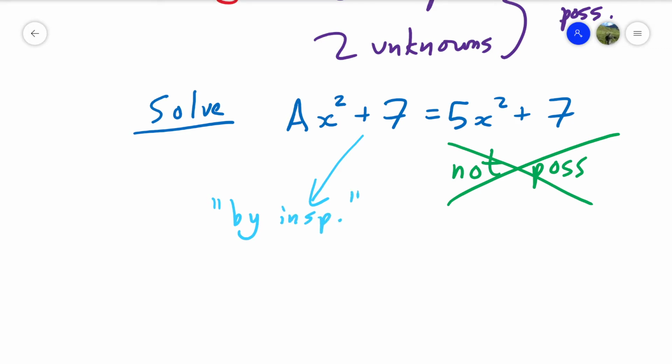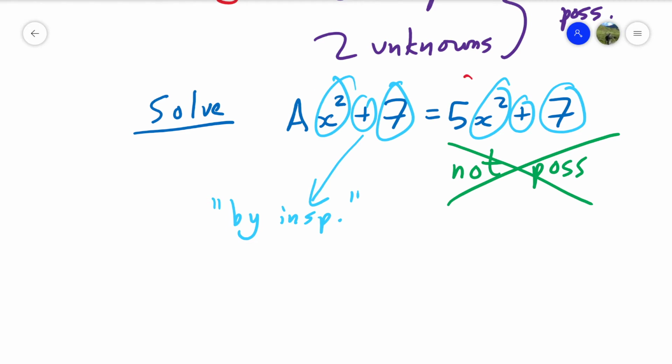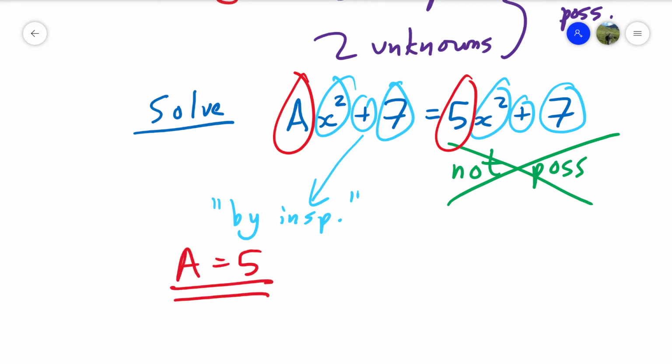Look at this. The 7s are on both sides. There's a plus on both sides. There's an x squared on both sides. And then there's this thing next to the x squared. So the thing in red has to be the same. Therefore, a equals 5. So we can say A we know, but X is unknown. That's the way of answering that question.